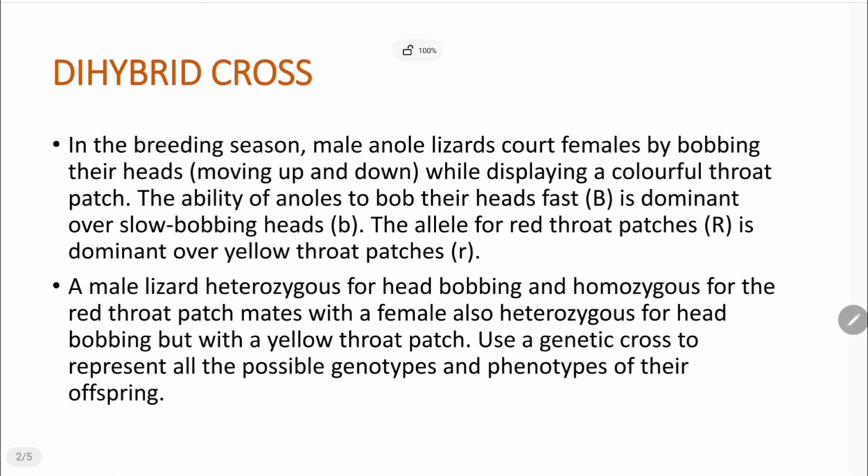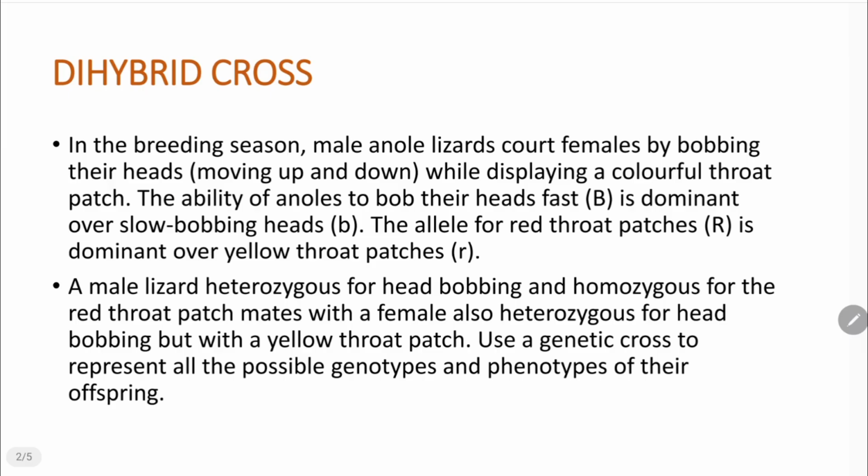Now, in this example, it says that in the breeding season, male anole lizards attract females by bobbing their heads. And bobbing their heads here simply means moving their heads up and down. That is what bobbing their heads means, right? While displaying a colorful throat patch. So they move their heads up and down, and the reason for moving their heads up and down is that at the same time they are showing a colorful patch on their throat.